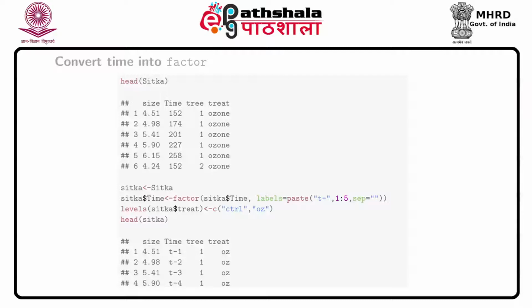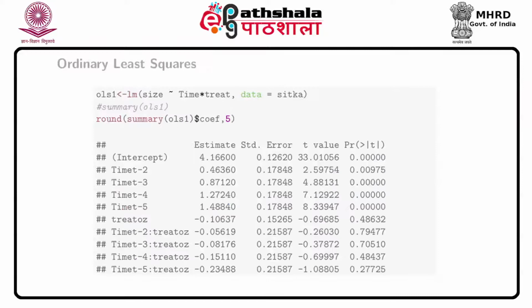From here what we can do is sitka$time, and we set it to be a factor, and the names of the factor levels are T1 to T5. So we can use the paste command in the labels option. Then the levels of sitka treatment are ozone and control in full, so we just want to change them to CTRL and ozone so that everything fits in the output window.